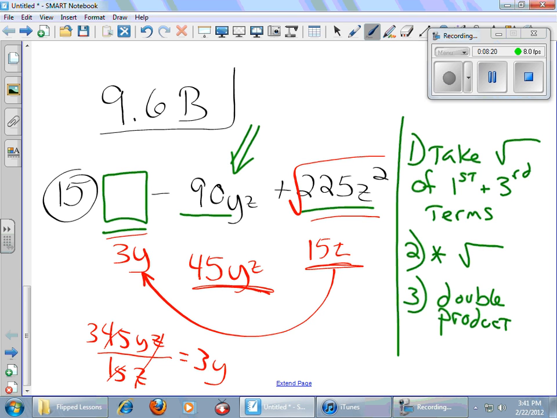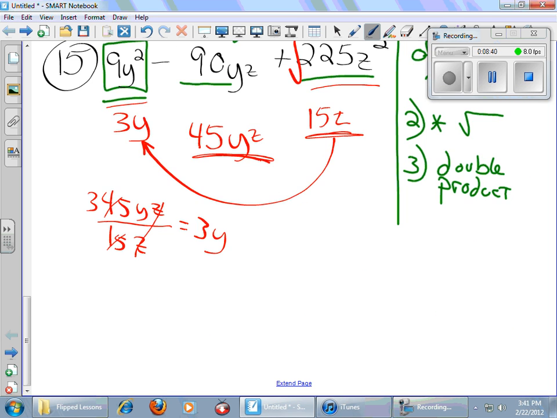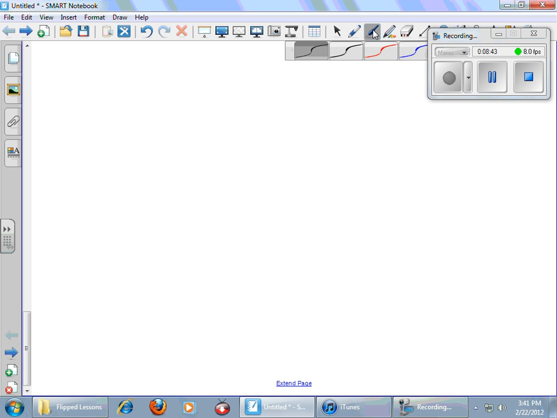But remember, that's the square root. So to go backwards, I'm not going to take the square root. I'm going to square it. So I'm going to square 3y, and it's going to turn into 9y squared. And there we go. The term that I have to fill in is 9y squared to make this a perfect square trinomial. All right, that should help you with a lot of your homework, especially if you were confused.